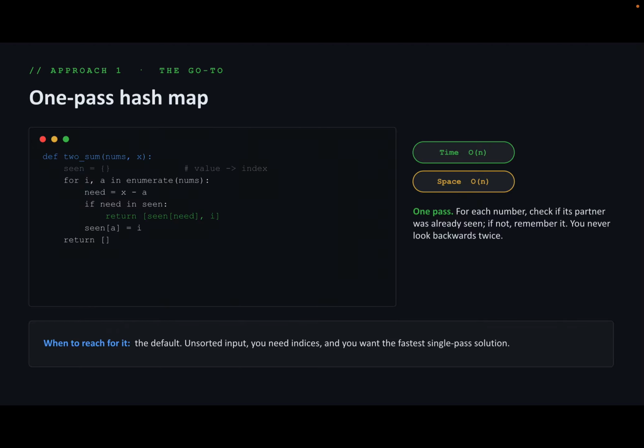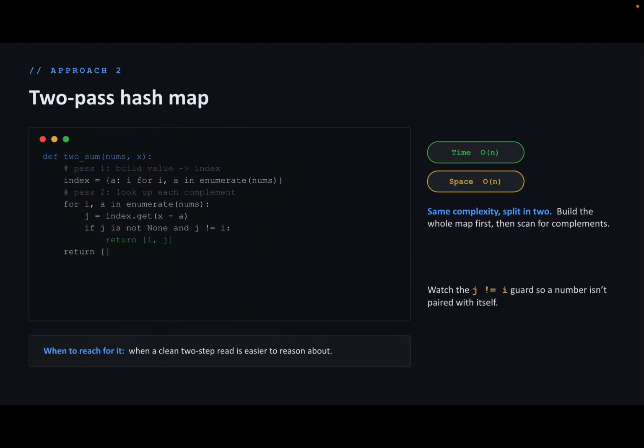This is the default. Then there is approach 2, the two pass. It's the same idea, just split into two if that's easier to picture. Build the whole map first, then go back through and look up each complement. Exact same cost. The only thing to watch is not to accidentally match a number with itself. That's all that little j not equal to i check is doing.